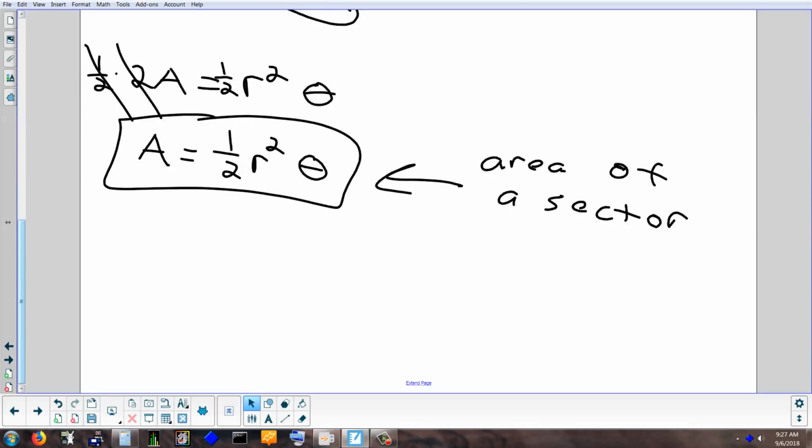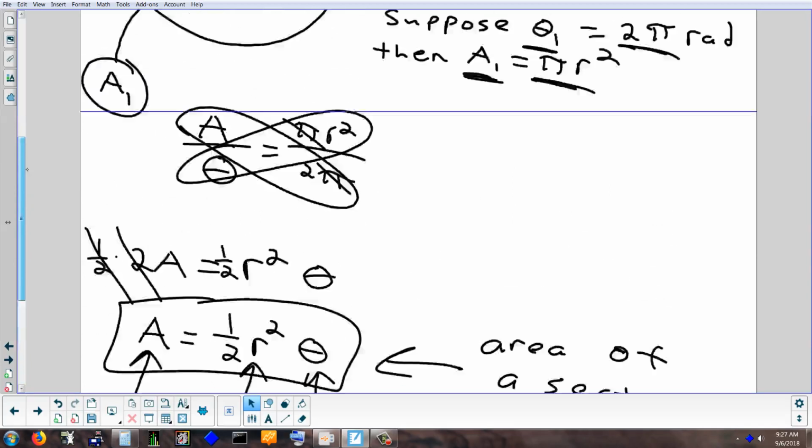Just like the last problem, there's 3 variables. That's your area. What about r? That's going to be your radius. And theta is my angle. And what about that angle? It's the size of it, but what's the unit? Radians.